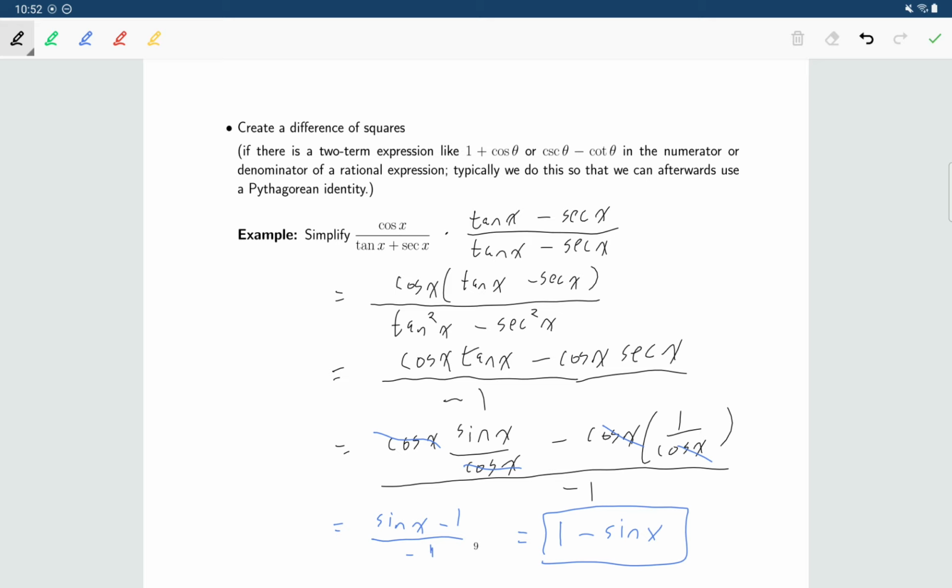And that, just like we had with solving exponential equations and solving logarithmic equations, how there might be more than one way to solve that problem. Same thing with simplifying trig identities. Sometimes more than one identity might apply.